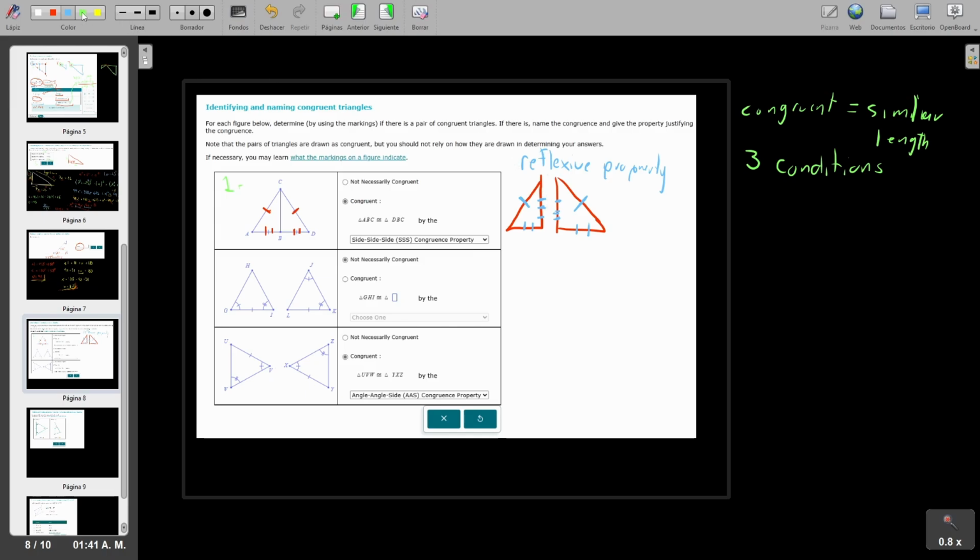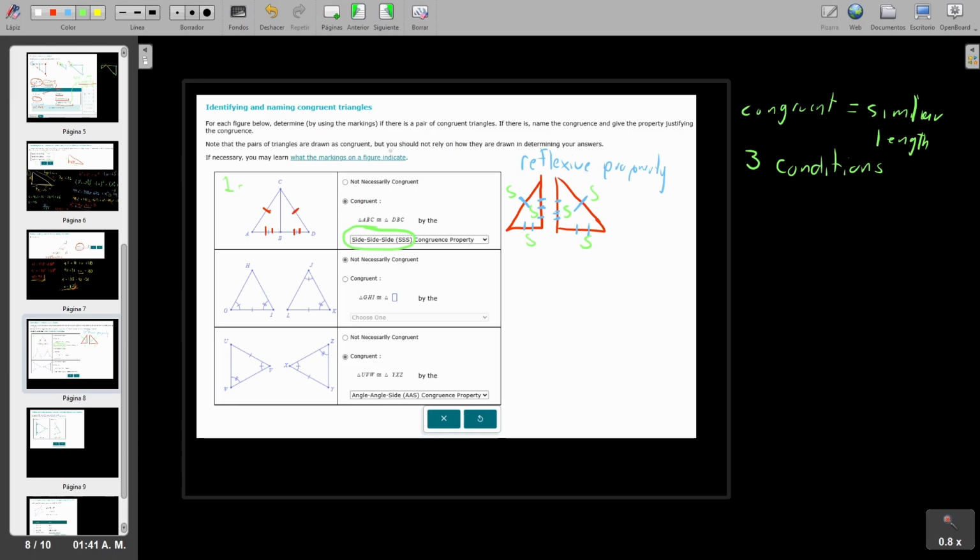Now that we know that they have one, two, and three congruent conditions, we can analyze and say which are these conditions. We can say that these sides are the same, right? We have another side that is the same. We have another side, right? So we have one, two, three sides. So the condition is going to be the side, side, side congruency property.